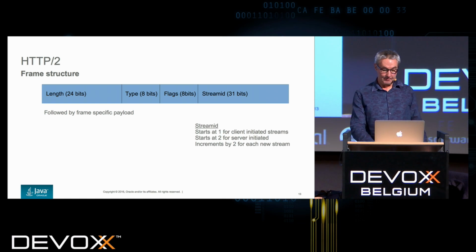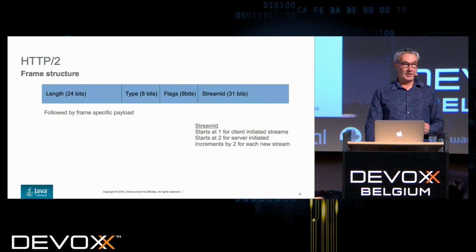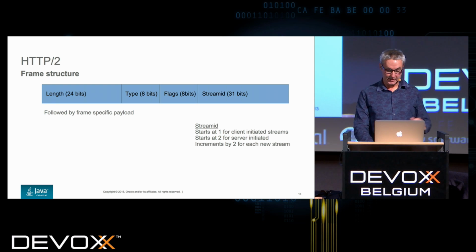Stream IDs themselves, as you saw earlier, for client-initiated streams, are always odd numbers, starting at 1 for the first request sent on a connection. Each successive request increments the last used stream ID by 2, so it goes 1, 3, 5, 7, 9, etc. And for server-initiated streams, for server pushes, they use even numbers starting at 2, so 2, 4, 6, 8, etc.